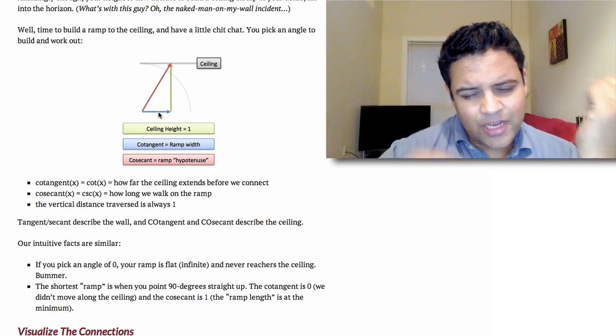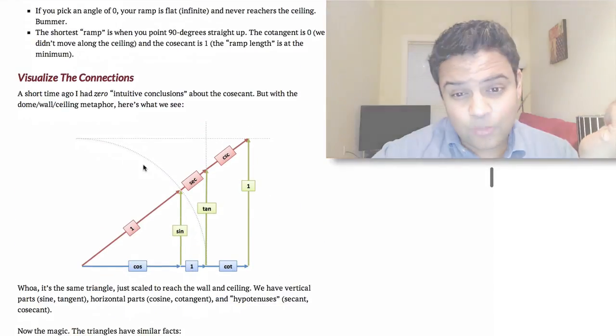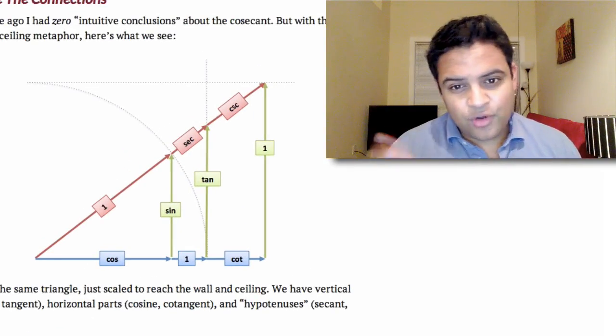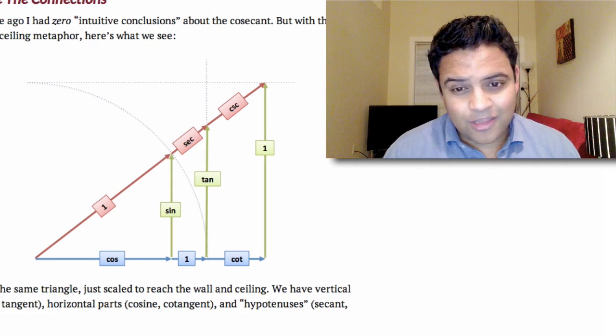Now, we have these connections. Can we put them all together? And we can. I like this version better than SOHCAHTOA because we can see everything together, and we don't have ratios.